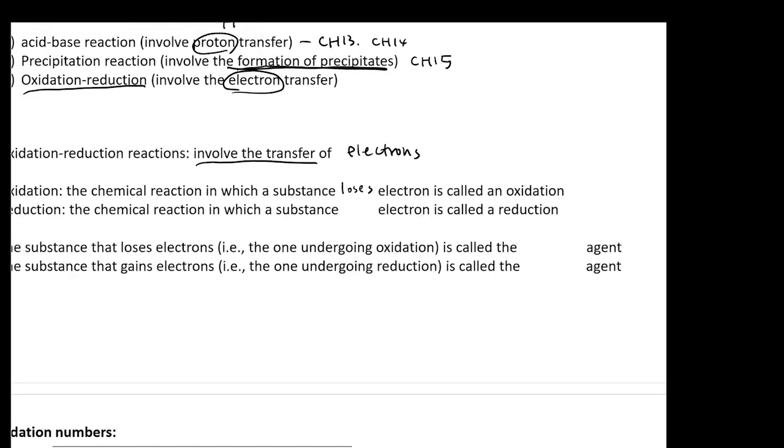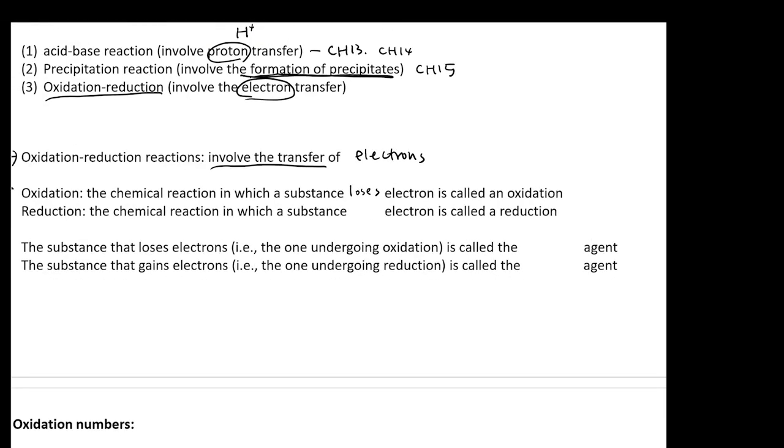On the other hand, if in a chemical reaction a substance gains electrons, then we call that the substance undergoes a reduction reaction. Just a highlight here, okay? If a substance loses electrons, it undergoes an oxidation reaction. If a substance gains electrons, it undergoes a reduction reaction.